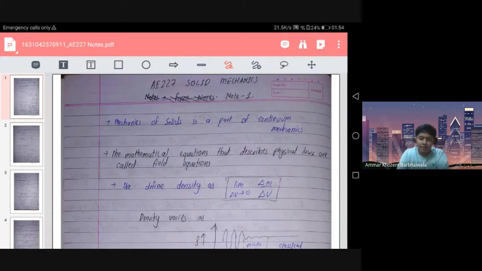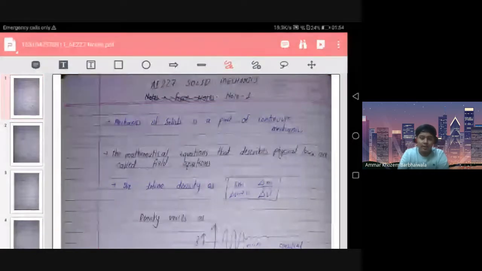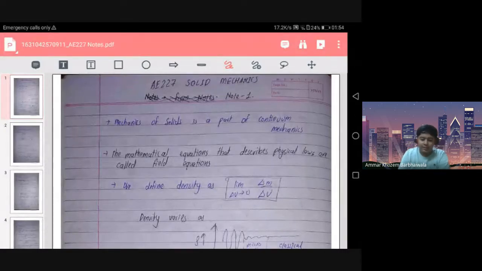Basically, the mechanics of solids is a part of continuum mechanics, and continuum mechanics is the branch which considers that matter is a continuous fluid. In solid mechanics we try to find the mathematical equations which describe the physical laws. Like if I stretch a rod, then I need a mathematical equation which describes the physical laws, and these equations are called the field equations. Let's take an example of continuum mechanics and where it is defined.